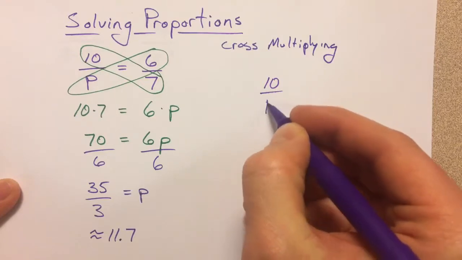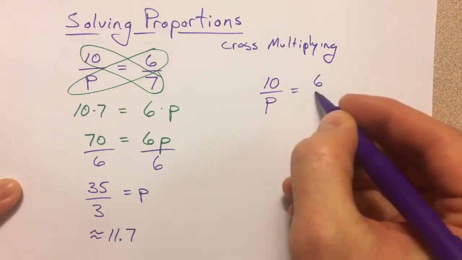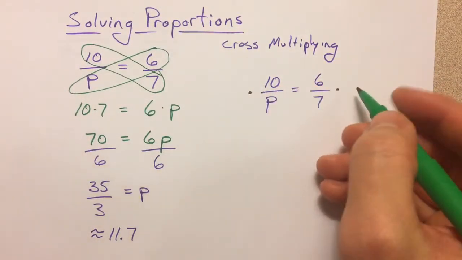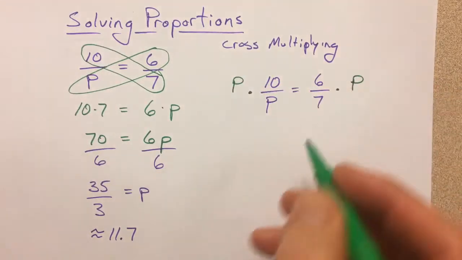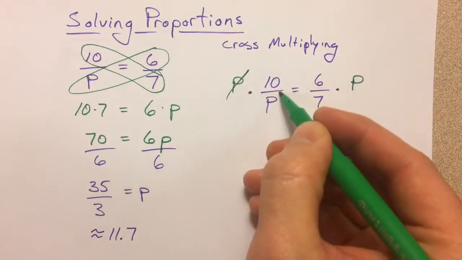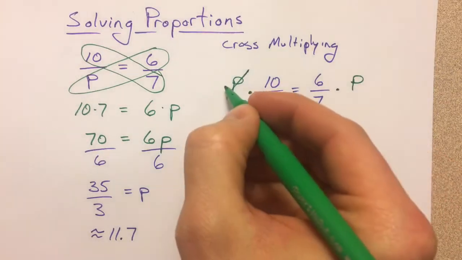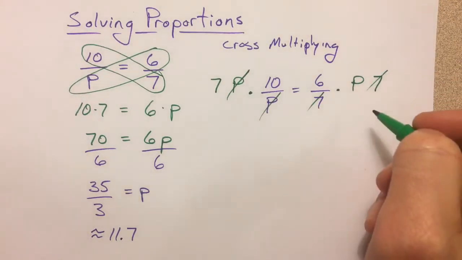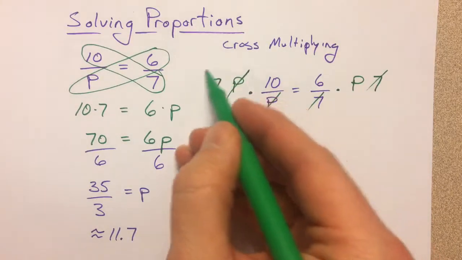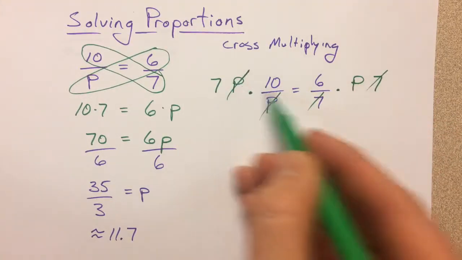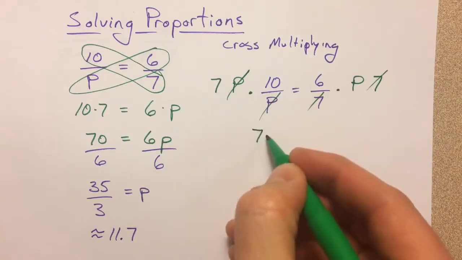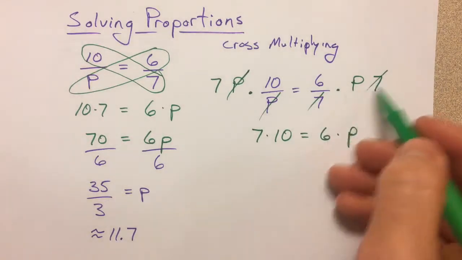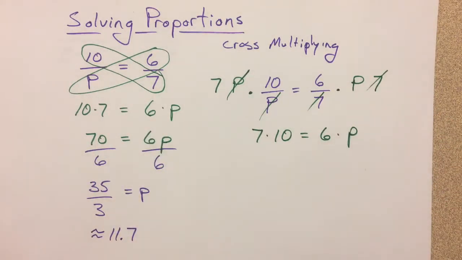And so what I ended up doing here is I got 10p over 6/7, and if I multiply both sides by p, that'll be nice because it crosses out the p on the bottom here. And if I multiply both sides by 7, it crosses out the 7 over here. And so any time if I multiply both sides by both denominators, one of them is going to cross out, and the result is 7 times 10, because the p's crossed out, and 6 times p, because the 7's crossed out. And so that's the idea behind cross multiplying.